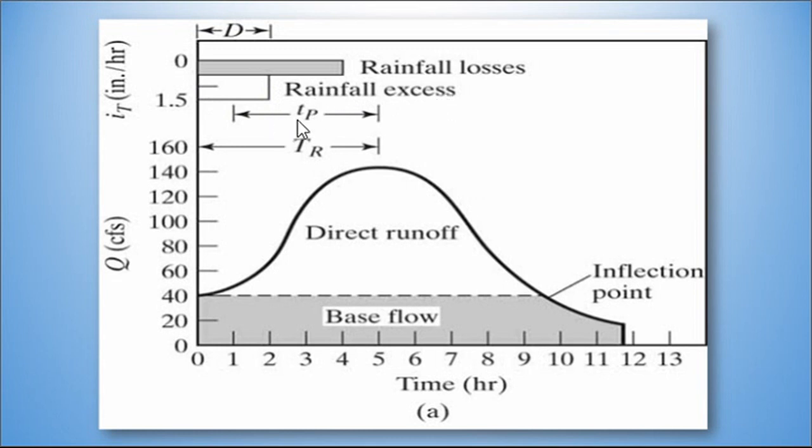This is the peak of the direct runoff. This is the time lag. This is the point of inflection. This is the peak, and this dotted line separates the hydrograph into two components: one is direct runoff and the second is the base flow.